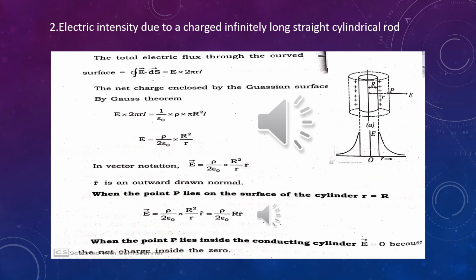Now the point P is lying inside the conducting cylinder. So inside the conducting cylinder, what happens? There is no charge inside, or the net charge is 0. So if the net charge is 0, E will be equal to 0. That is, if a point P is lying inside the conducting cylinder, the electric field is equal to 0 because the net charge inside the cylinder will be equal to 0, that is, Q is equal to 0. Therefore, E is equal to 0.